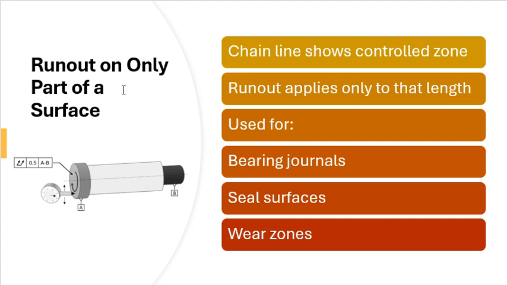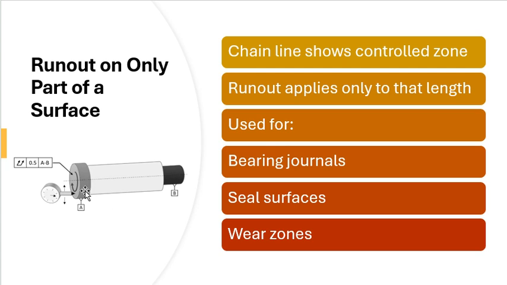Runout on only part of the surface: you have the entire surface, but we can also do just a part. We can also do it on a disc like this. Here is your gauge, 0.5 for your tolerance, and your datum references are A and B. Then we are doing the total runout, which we can see from this symbol. The chain line shows the control zone, and your runout applies only to that length.